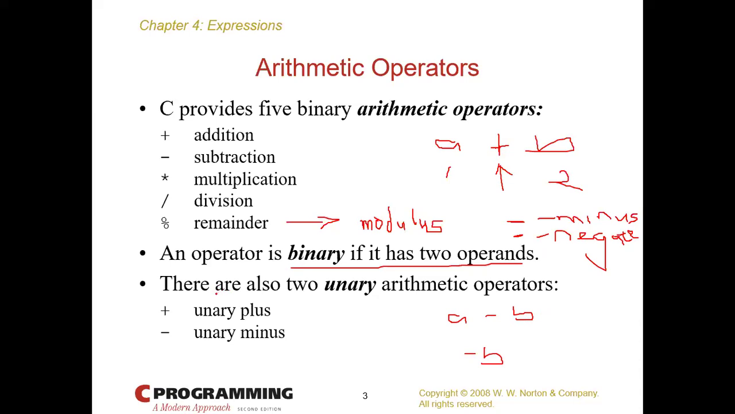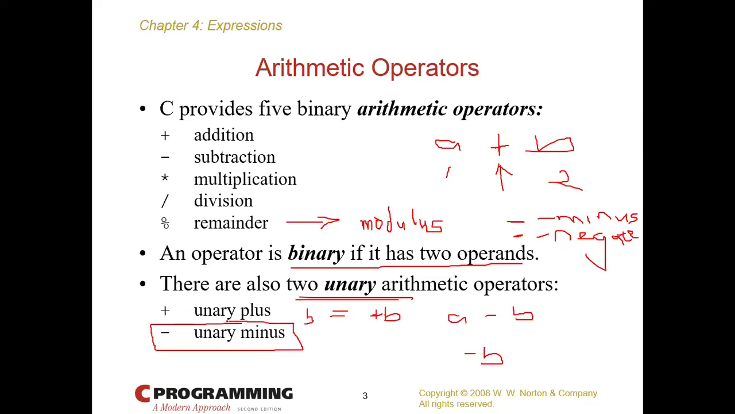So there are also two unary arithmetic operators. We have the unary plus. Okay, the unary plus is meaningless. If I say B, it is the same thing as plus B. We know if we don't define it to be negative, it is plus. So it doesn't essentially make sense to have unary plus. But okay, let's accept that we have unary plus. So here is where there's a lot of difference, the unary minus.